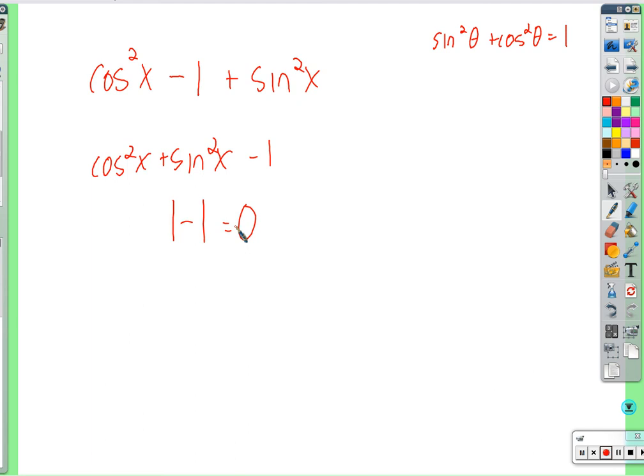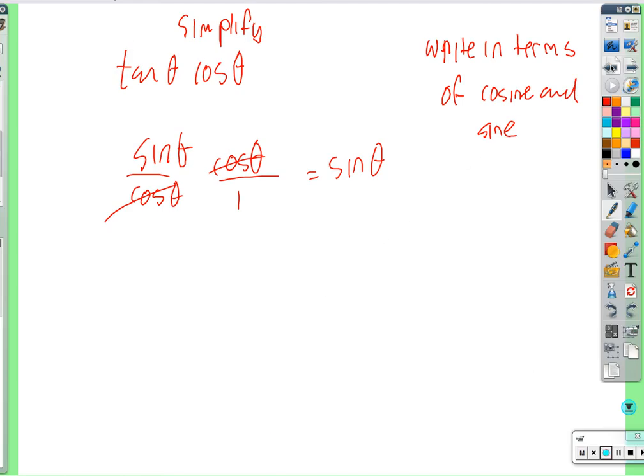So I would say the two things that you would really need to do are write in terms of sine and cosine and get stuff to cancel out. If there's multiplication and division involved, really think about doing that. Even if you see a square, don't immediately think Pythagorean identities. Maybe you could still cancel stuff out if you write it in terms of sine and cosine. For instance, tangent squared of theta means tangent of theta squared. That's what this means.